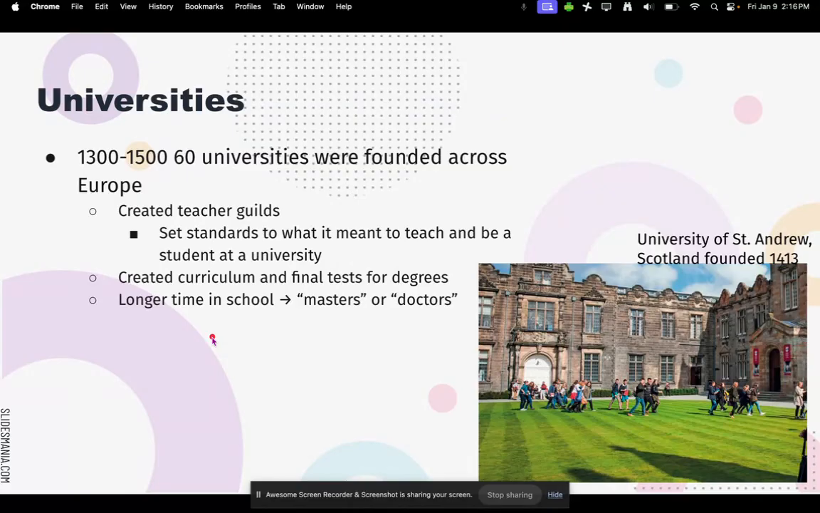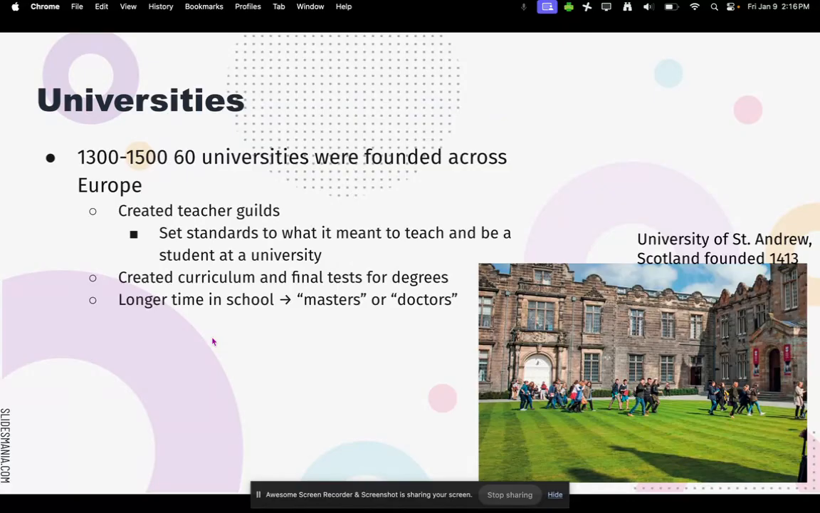Then we have universities. We talked about universities back in Unit 7 and how there were quite a few that popped up in Africa during the Middle Ages, but now it's Europe's turn. Between 1300 and 1500, 60 universities were founded across Europe.